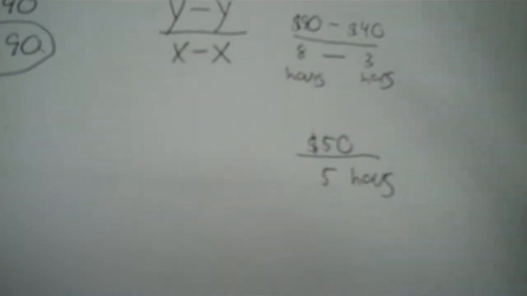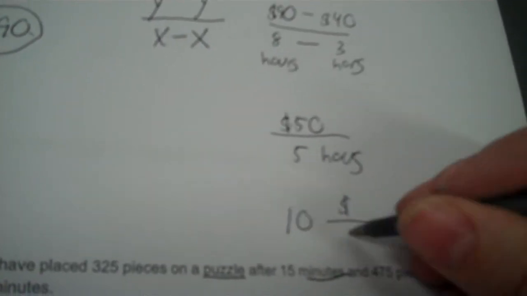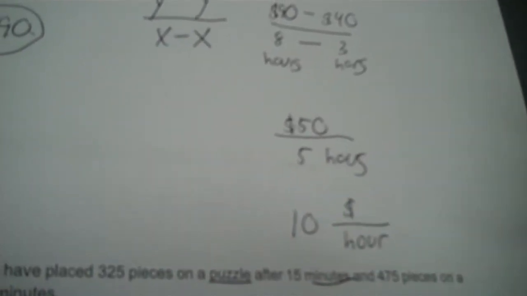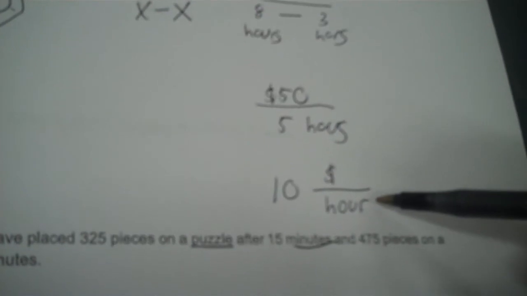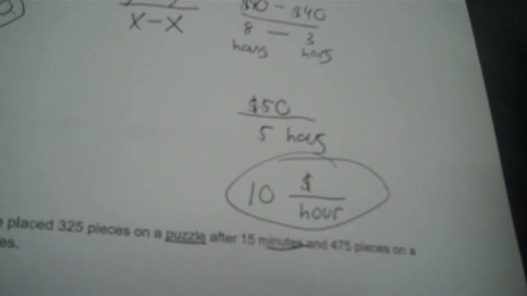And now I divide 50 by 5, and that's 10. And I put the label dollars and the label hours. Okay. Now the bottom label, don't put an S on it, it's singular. Okay. So $10 per hour, that's what he makes. Okay.